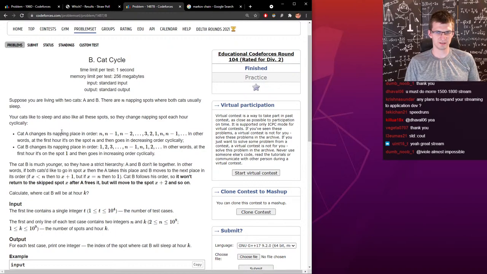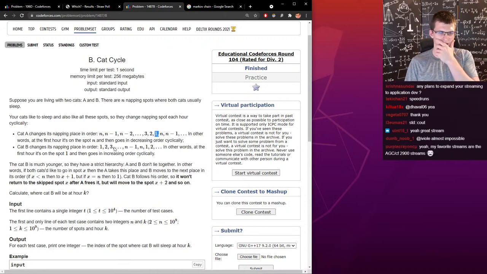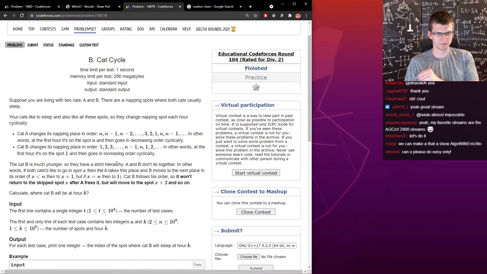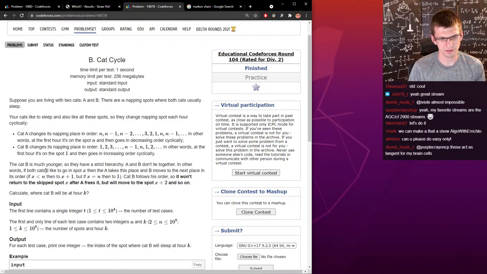Cat A goes from N to 1, then N, like that. Cat B like this. What is happening here? Cats apostrophe D? Oh, would like. This is short for would like. If both cats like to go in spot. Is this how you can write in English? I didn't know that.